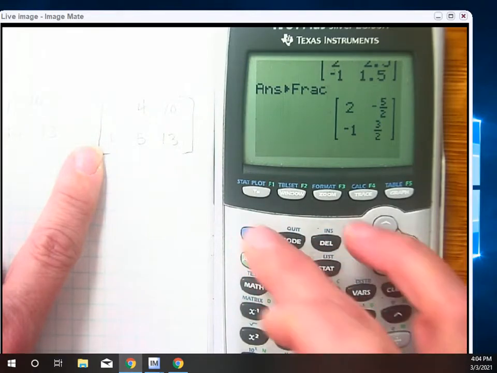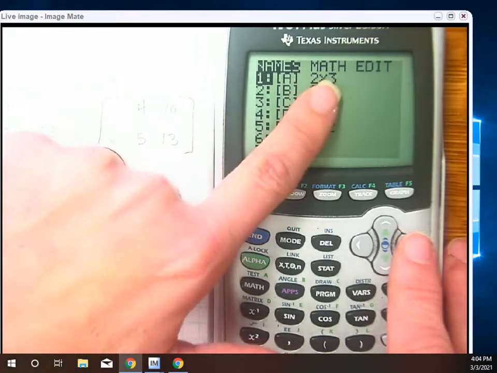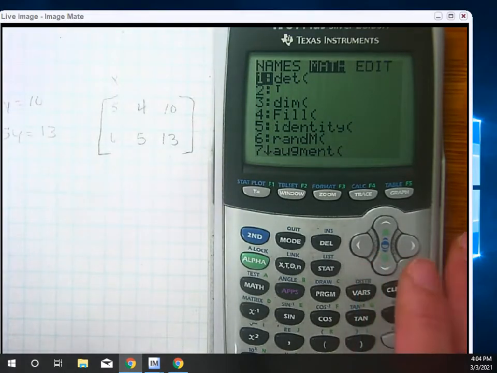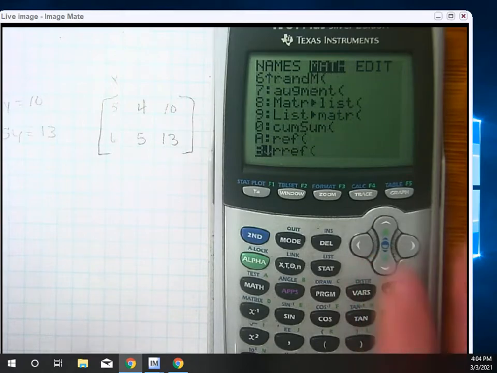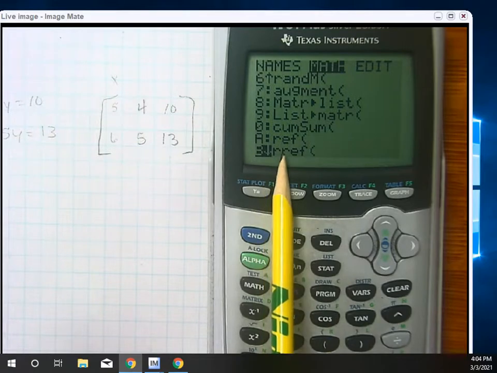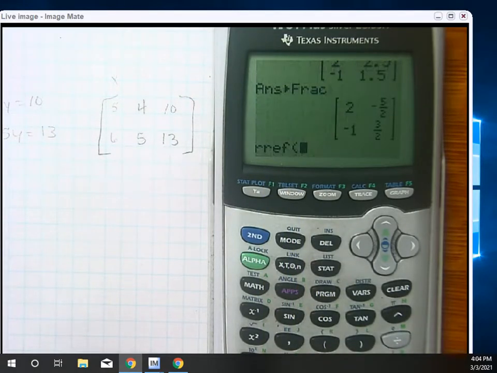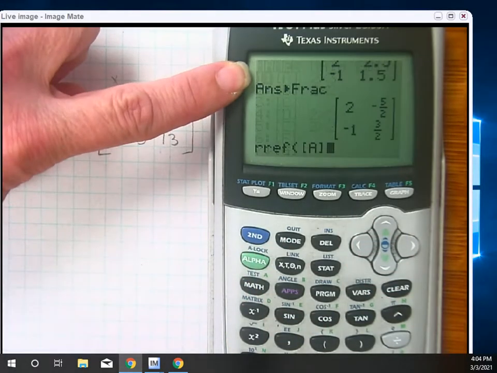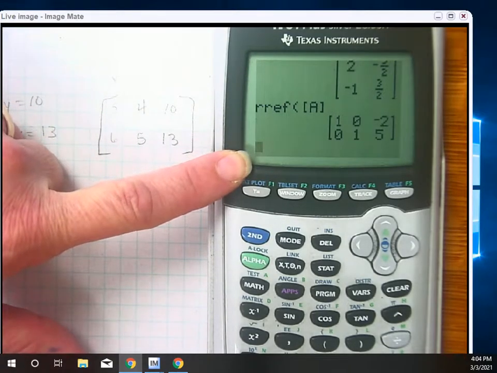I'm going to push my matrix, and I'm going to arrow over to math. I want to do some calculations on it, and we're doing this all by calculator, not by hand. And we're going to go to reduced row echelon form, rref, and I'm going to select that value by pushing enter, and I'm going to go back and pick up my matrix A. So I want to do a reduced row echelon form on my matrix A.